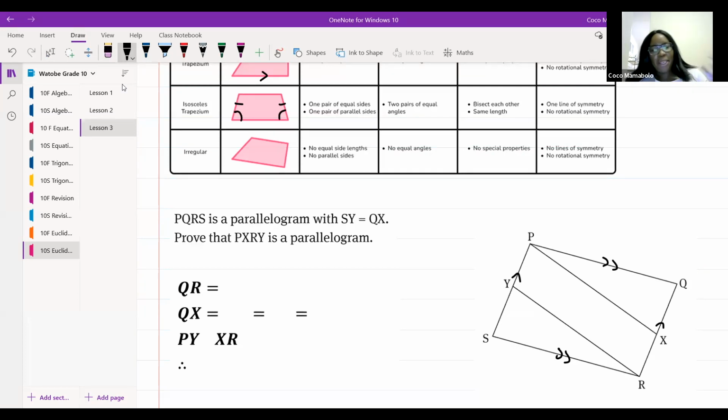You must say PQ and RS are parallel, ma'am. Yes, you say that. Okay, then we also know that the opposite angles are equal. So angle Q is equal to angle S, and angle P is equal to angle R. Okay, good. Anything else?